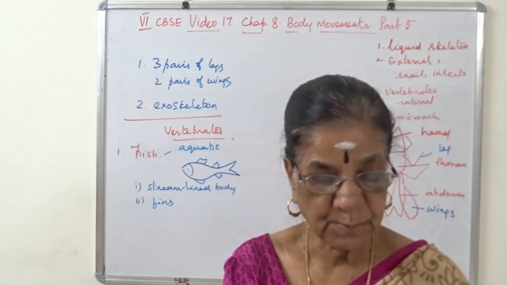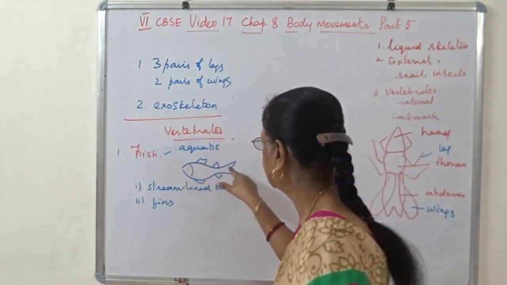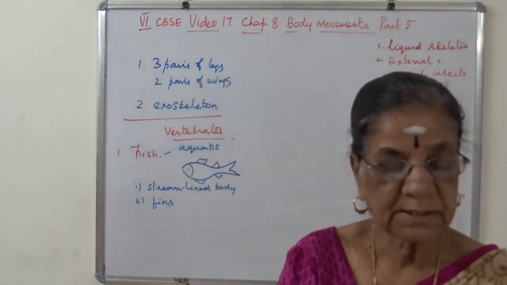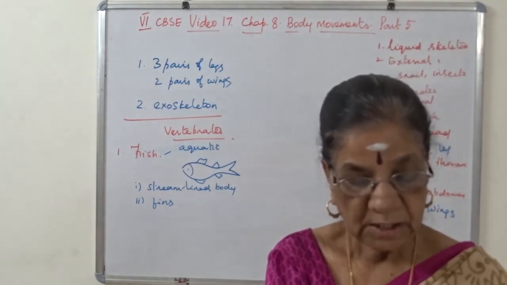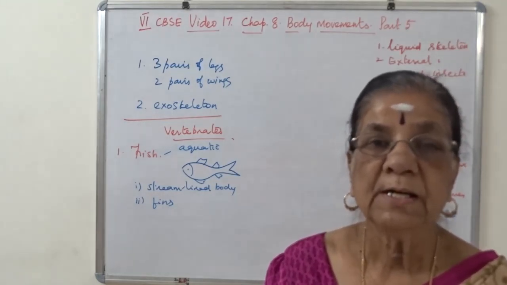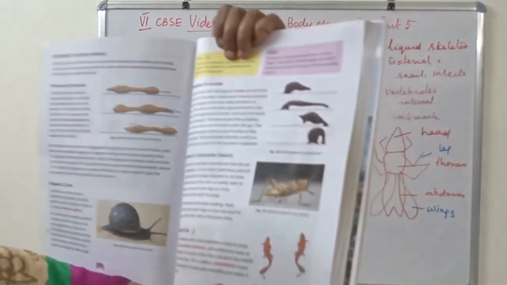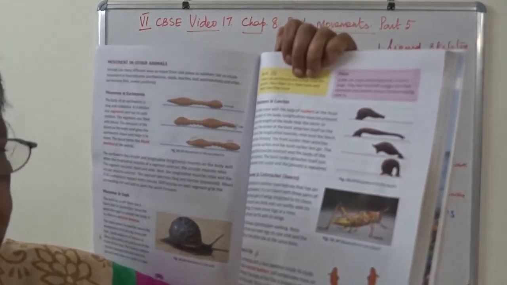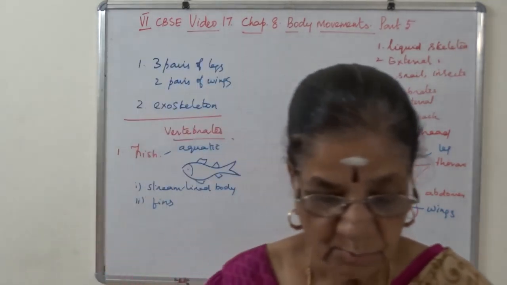The body of the fish is broad in the middle and narrow at the end. This is called a streamlined shape. It allows water to move past smoothly and makes it easy for the fish to swim. So in the diagram I am putting movement in fish. Swimming is due to the streamlined body.